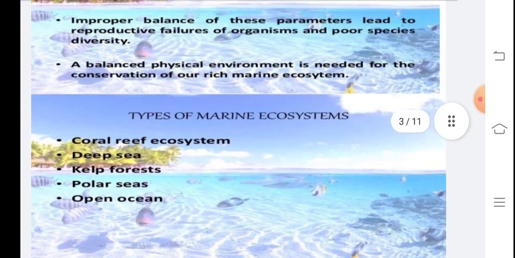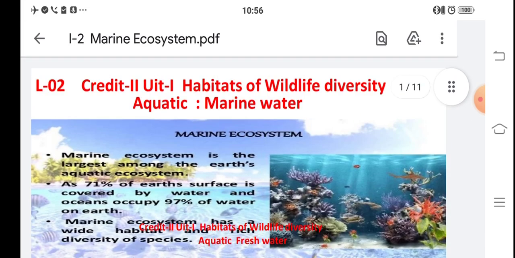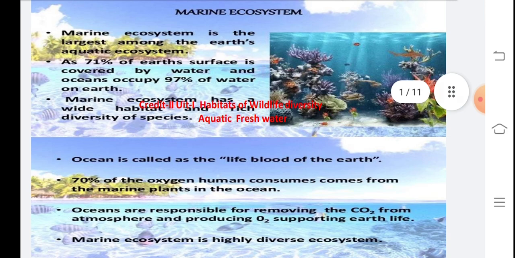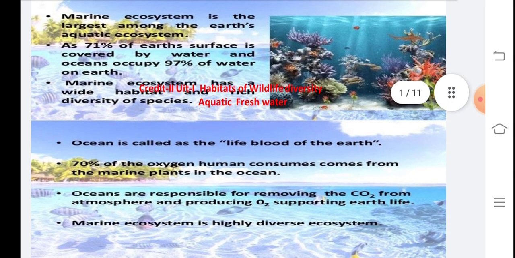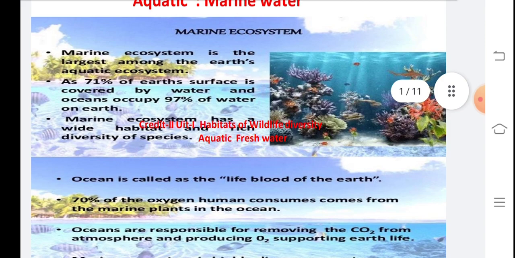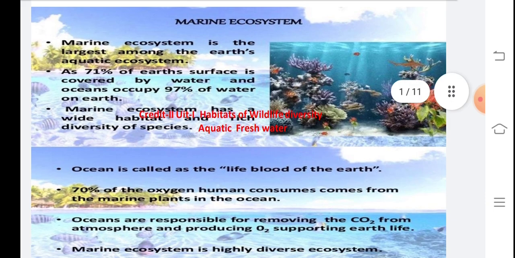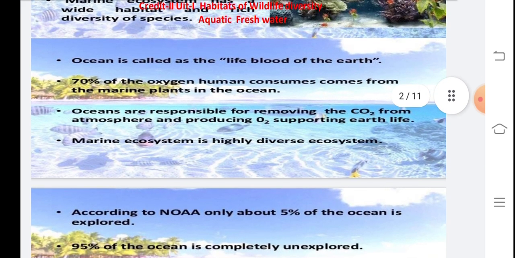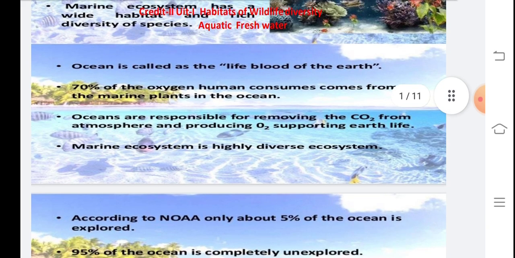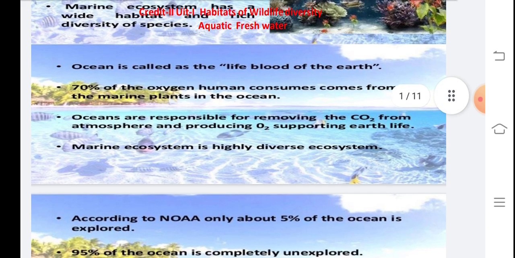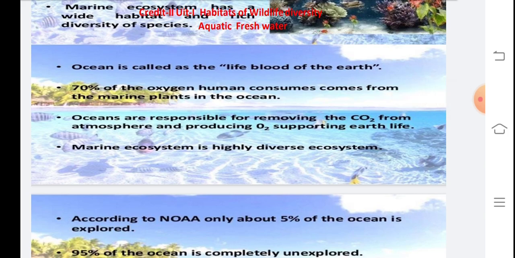So how are the habitats in the different water conditions? We know in hydrophytes there are different plants, the floating forms, then submerged forms, submerged rooted, but they are rooted type. Some are floating. Secondly, the ocean is the lifeblood of the earth surface. About 70% of the oxygen humans consume comes from the marine plants in the ocean.